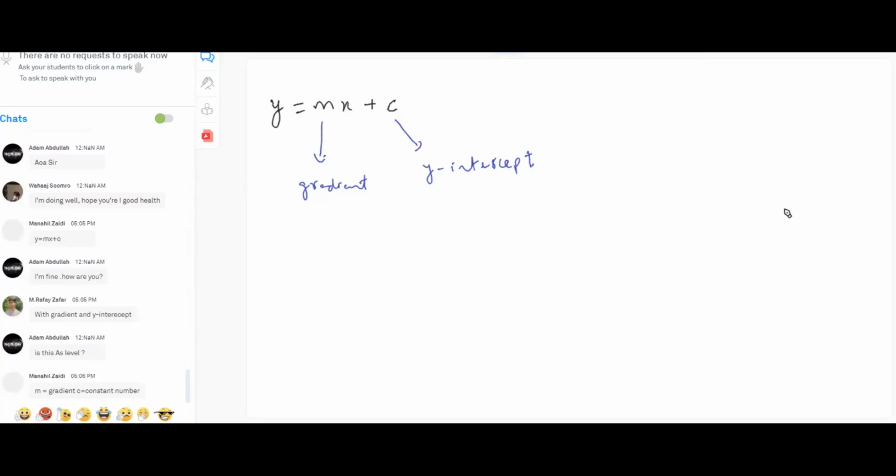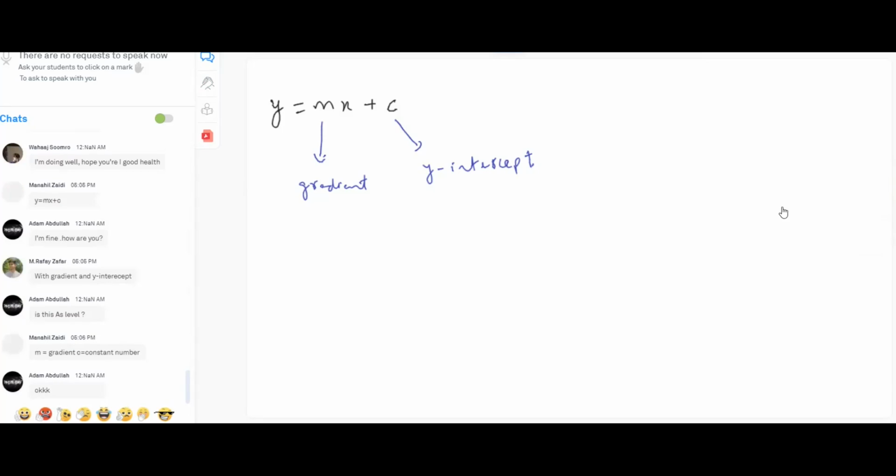Okay, so m is the gradient and c is the y-intercept in this. Actually, what are gradient and y-intercept? So let me just quickly draw a rough figure here.